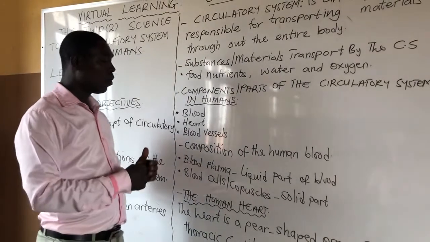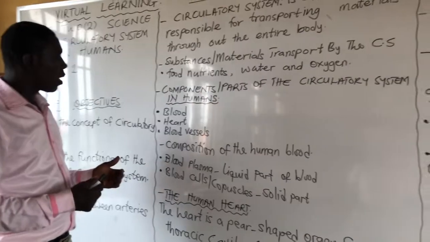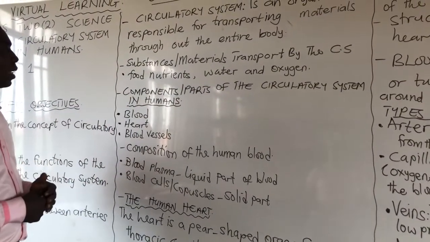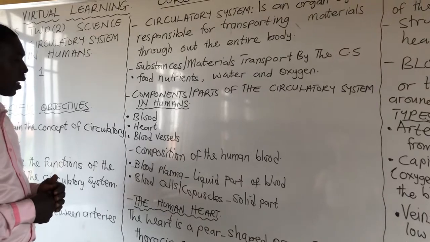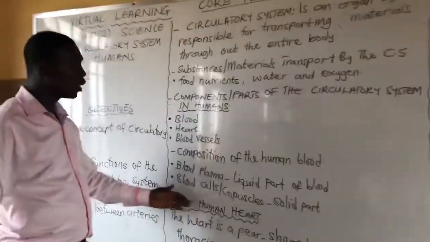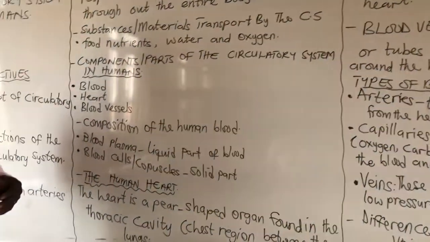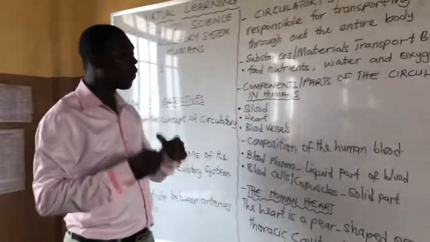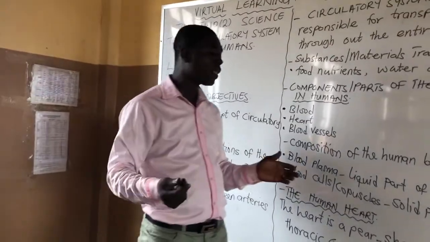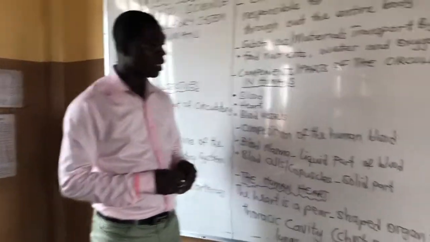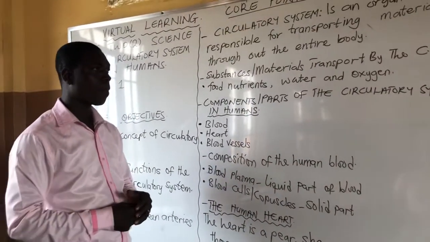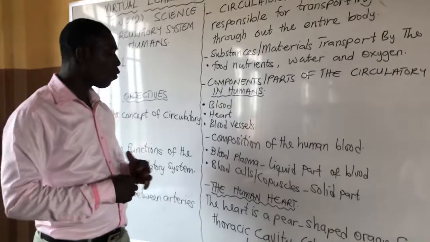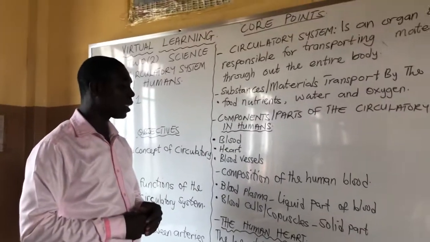Now let's look at the next component of the circulatory system. We have the human heart. The heart is a pear-shaped organ found in the thoracic cavity, or the chest region, between the lungs. That is where the heart is situated.